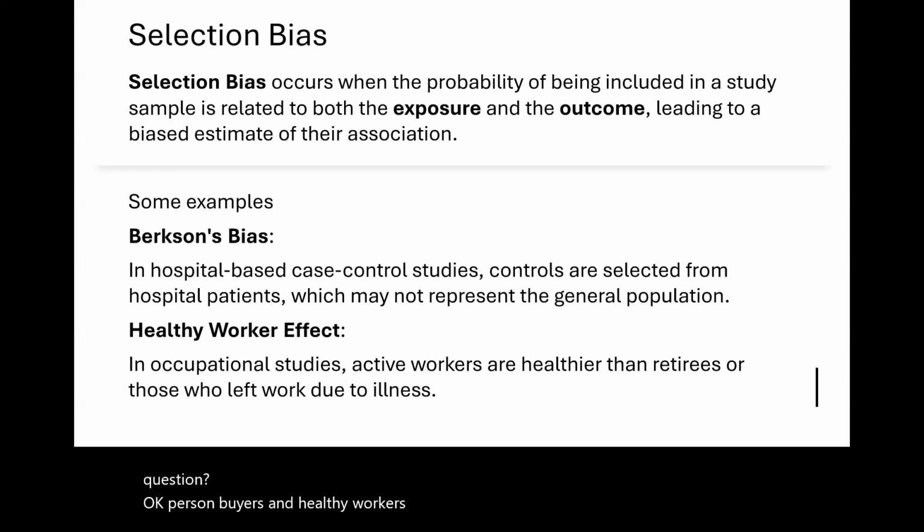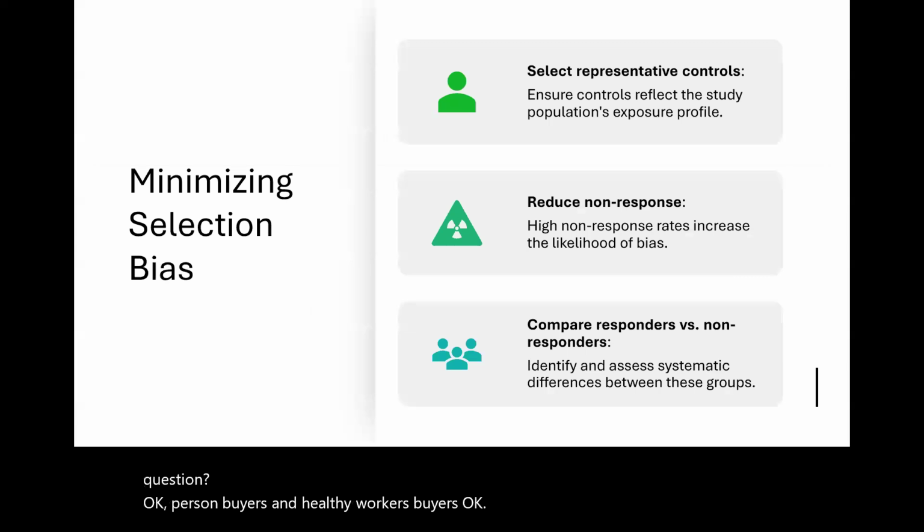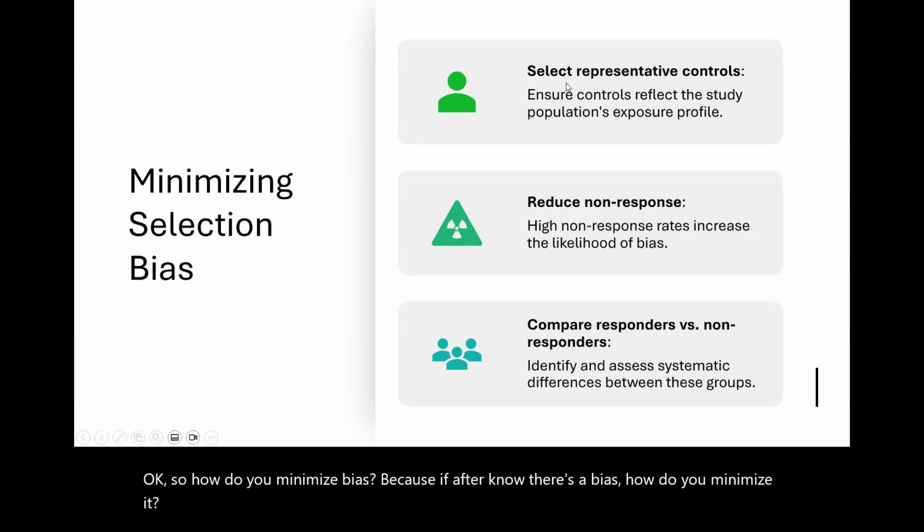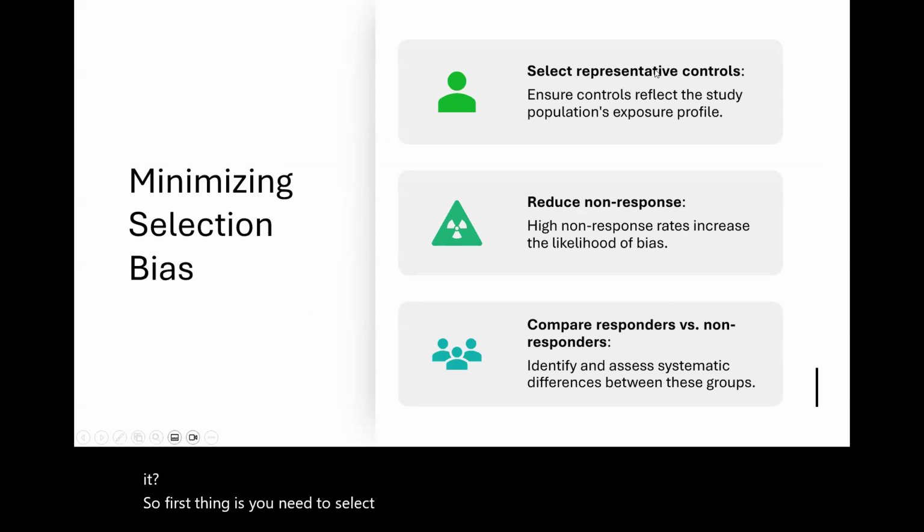Okay, so how do you minimize bias? Because after you know there's a bias, how do you minimize it? The first thing is you need to select representative controls. Make sure your controls represent the study population.